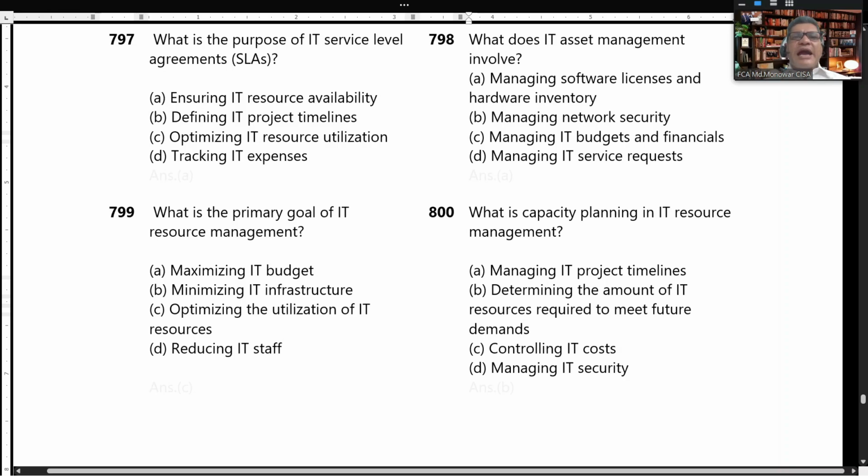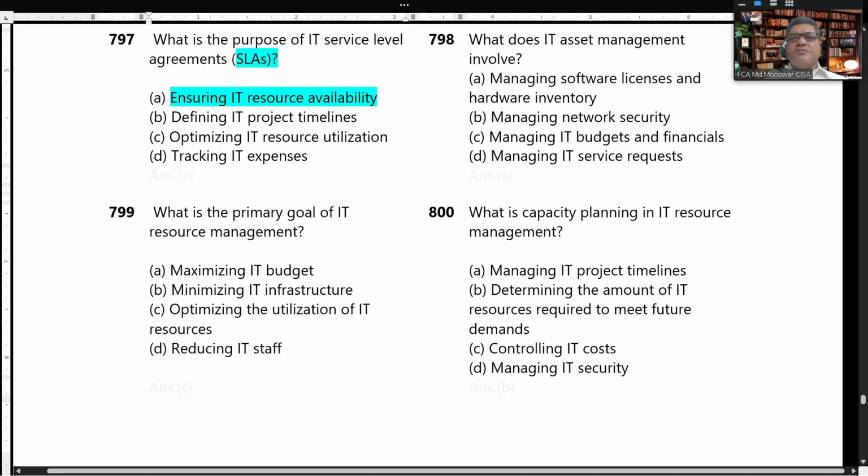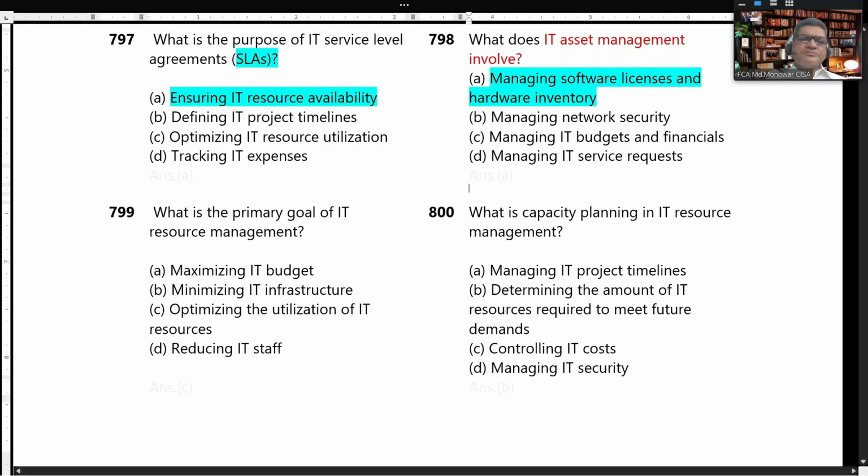What is the purpose of an IT service level agreement? SLA. The purpose of an IT service level agreement is ensuring IT resource availability. Answer A. What does IT asset management involve? IT asset management involves managing software licenses and hardware inventory.